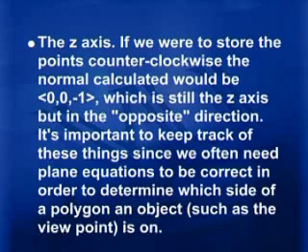Now the z-axis, if we were to store the points counterclockwise, the normal calculated would be 0, 0, minus 1, which is still the z-axis, but in the opposite direction. It's important to keep track of these things, since we often need the normals and plane equations to be correct in order to determine which side of the polygon an object such as the viewpoint is on.